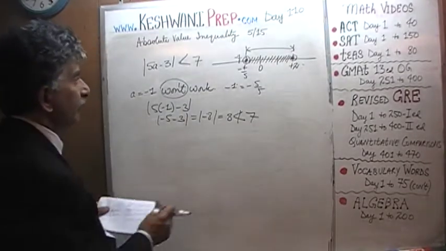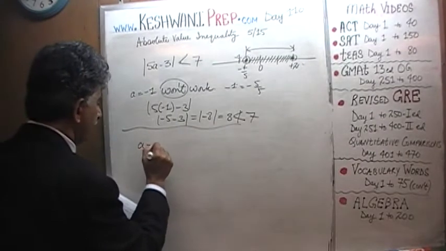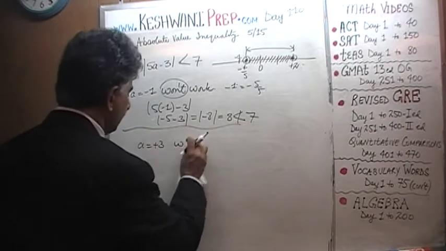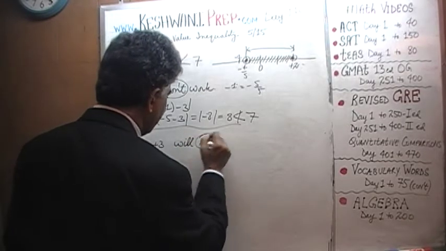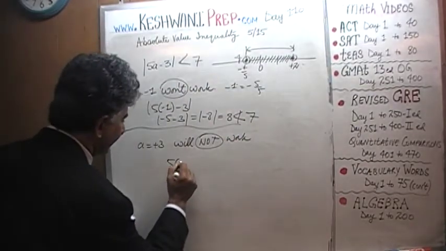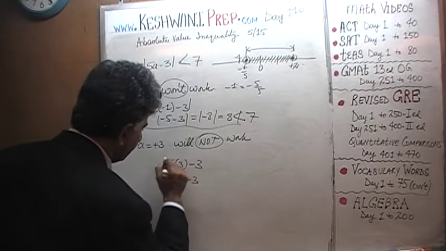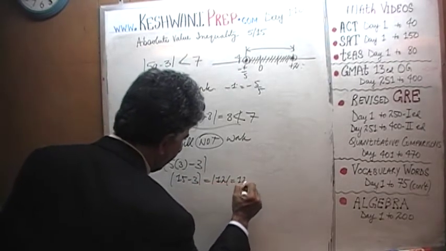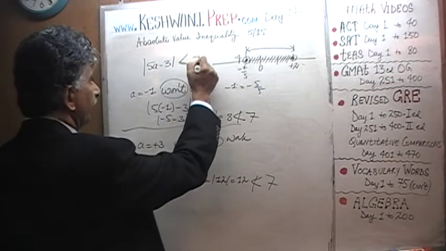Similarly, if we go to the right, a equal to positive 3 will not work because it's outside the range. 5 times 3 minus 3, which is 15 minus 3, absolute value of 12 is 12, and 12 is not less than 7. It has to be less than 7.